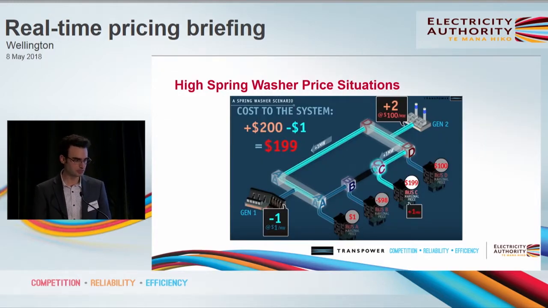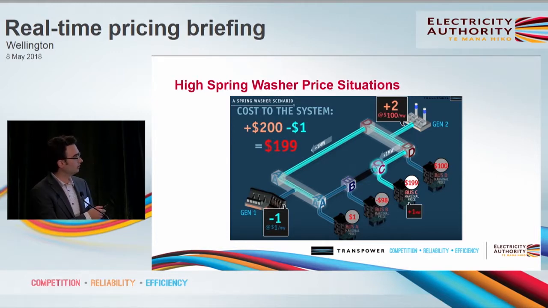So this is the busiest slide in the set, not to fret. I often refer back to the high-spring washer presentation that's on the Transpower website. It's a very clear and accurate way of describing how a real physical outcome of how SPD does its solution can result in some fairly weird pricing. So this is a fairly simple system where you've got a binding constraint on parallel paths between 2 generators which are widely divergent in their pricing offers.